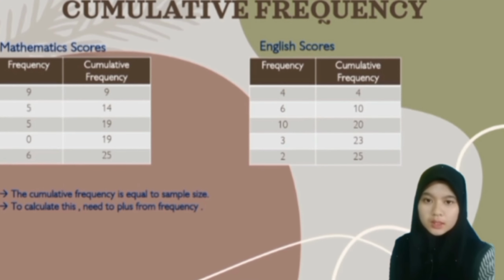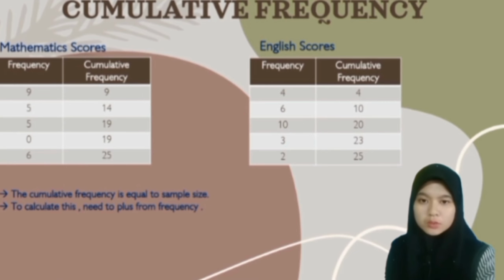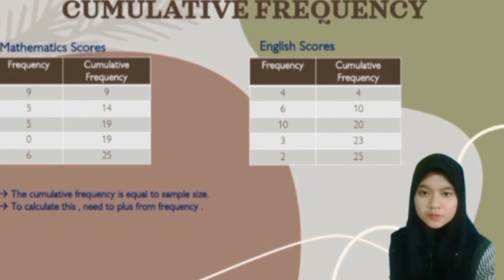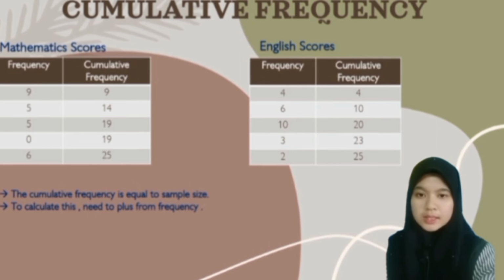Cumulative frequency. The cumulative frequency is equal to the sample size. To calculate the cumulative frequency, we need to add up the frequencies. For example, the first class frequency is 9, so the cumulative frequency is 9. The second class frequency is 5, so the cumulative frequency is 9 plus 5 equals 14.